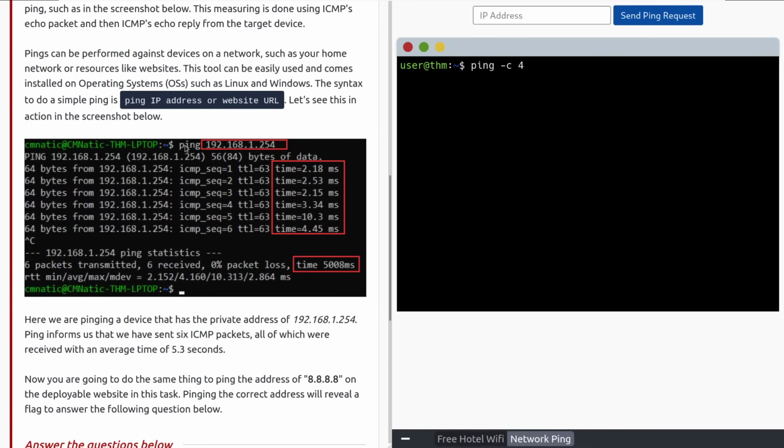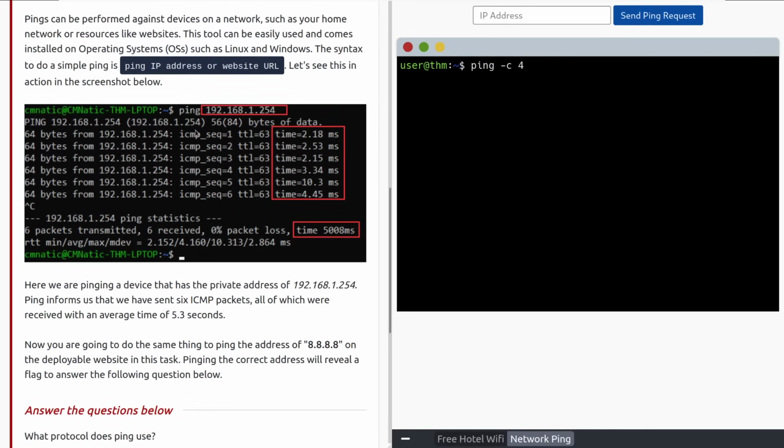And you can see that we have a ping command with our target up here, and then we have our time here, and then it looks like we have our average back here. So the average performance, or how much time it takes us to talk to another device. Pings can be performed against devices on a network, such as your home network, or resources such as websites. This tool can be easily used and comes installed on operating systems, OSs, such as Linux and Windows. The syntax to do a simple ping is ping, and then the IP address, or your website URL. And you can see that demonstrated down here.